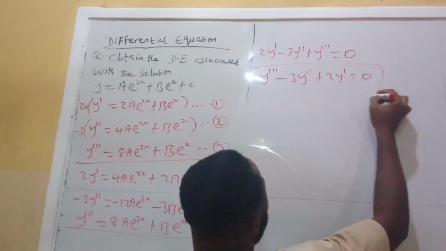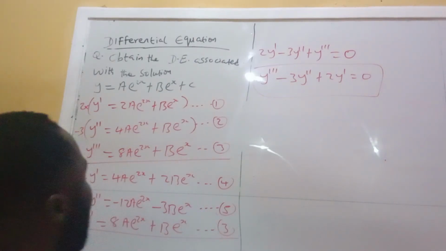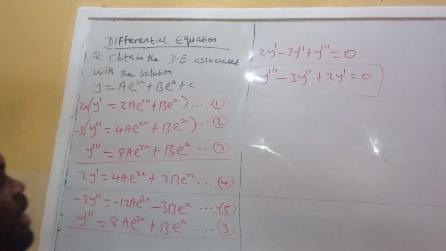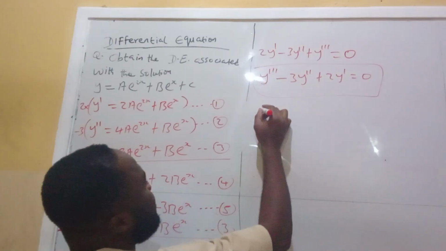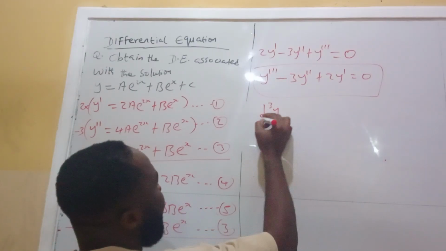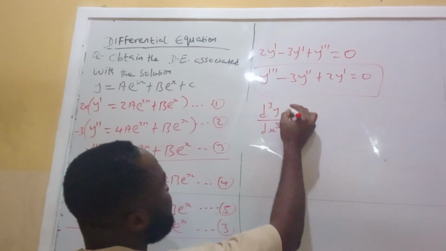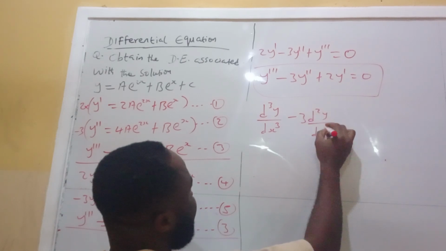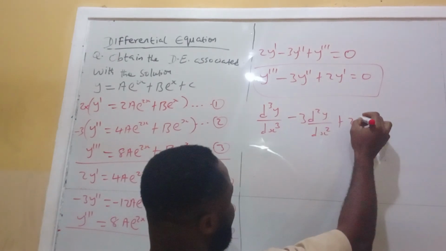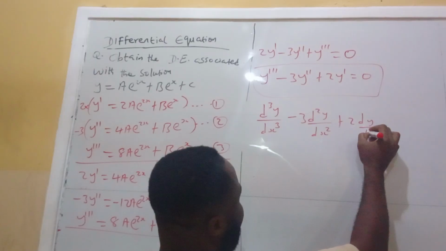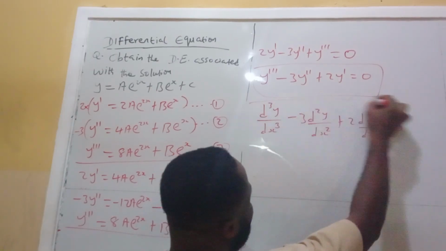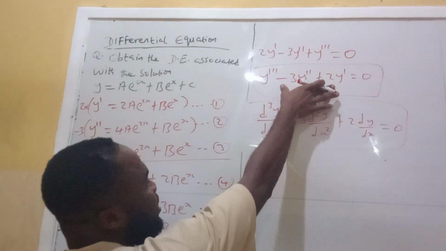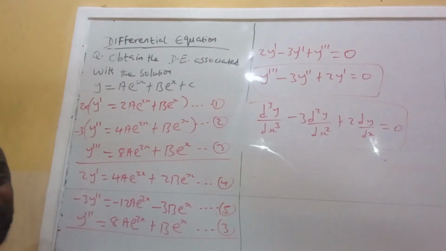Now it simply means that when we solve this differential equation back, we're going to have this solution. And remember that this can also be written as d3y over dx cubed, take away 3 d2y over dx squared plus 2 dy dx equals 0. So either you represent this in this form or in this form, they mean the same thing.